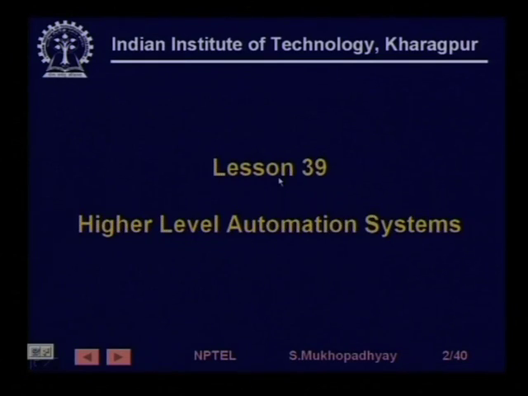In this course, we have mainly talked about the lower levels of automation, namely level 0, where we have talked about sensors and actuators in some detail, and level 1, which is automatic control and sequence control. But as we have discussed, there are higher levels of automation systems. There is level 2, level 3 and conceivably level 4.